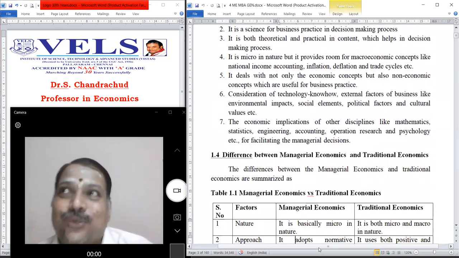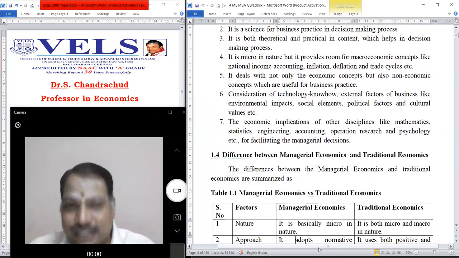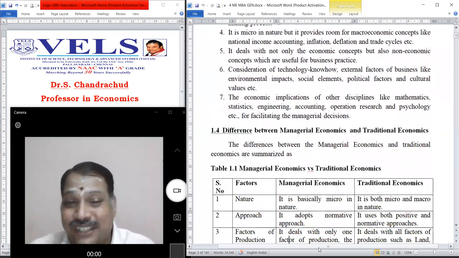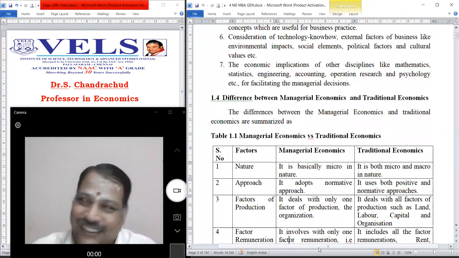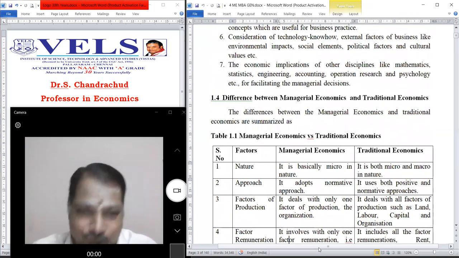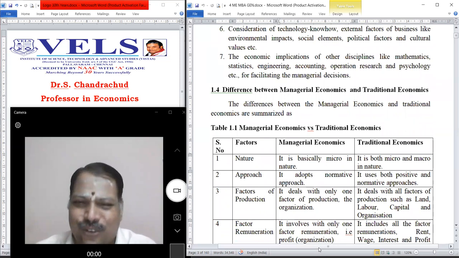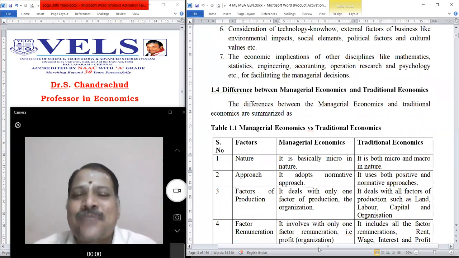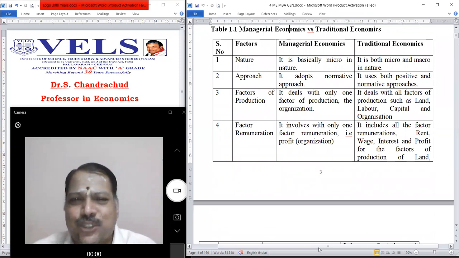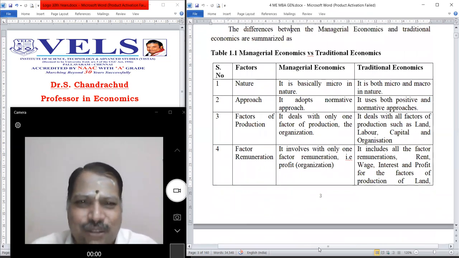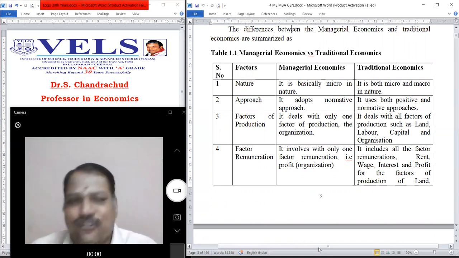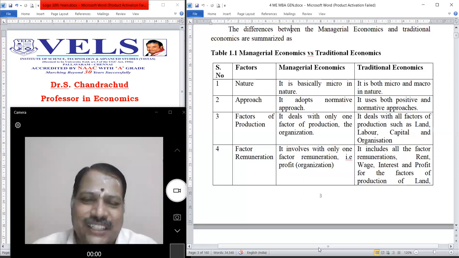Once we want to discuss elaborately about managerial economics, first we should know the difference between managerial economics and traditional economics. Traditional economics began few centuries ago, but managerial economics is only 4 to 5 decades old. So there are a lot of differences between these two. The display table shows the difference between managerial and traditional. There are a few factors which are considered to differentiate these two.